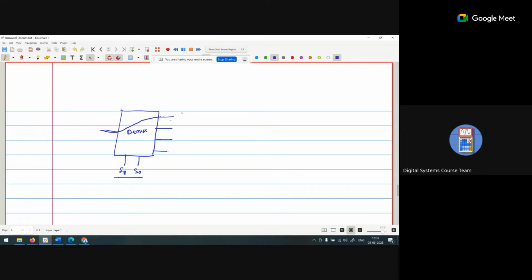That's why the equation of this one, Y naught, is what? S1 bar S naught bar I. Why are we taking the I? Because it connects the input with the output.